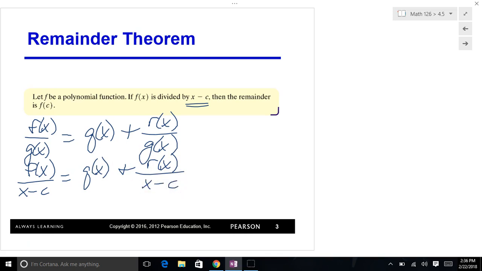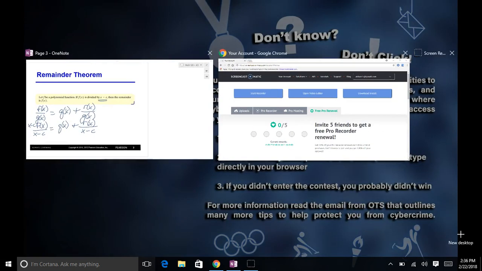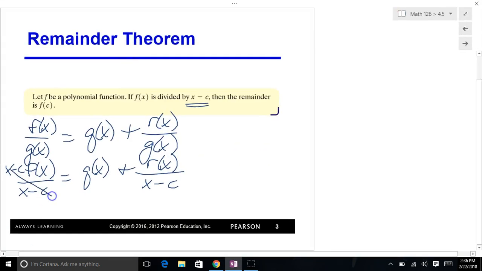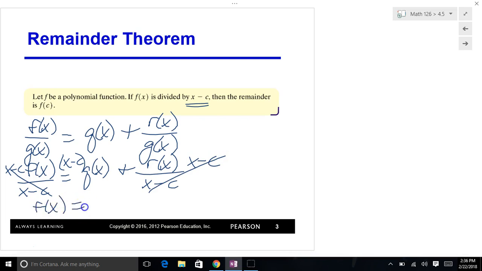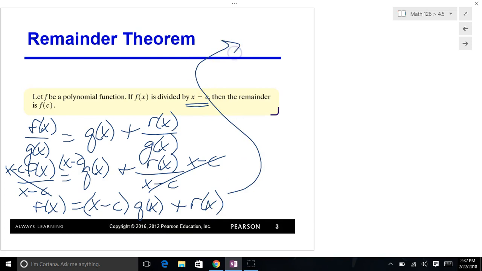Now let's put this in the alternative form of the division algorithm. So let's multiply everything by x minus c, both sides. So we get f of x equals x minus c times q of x, the quotient, plus our r of x, the remainder. Now, if I divide by x minus c, this says the remainder is f of c.